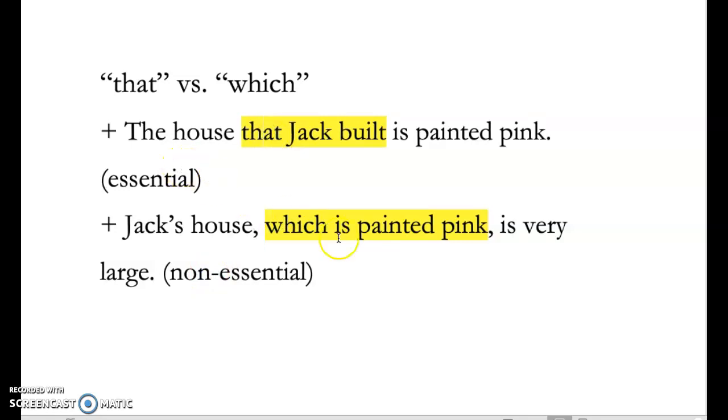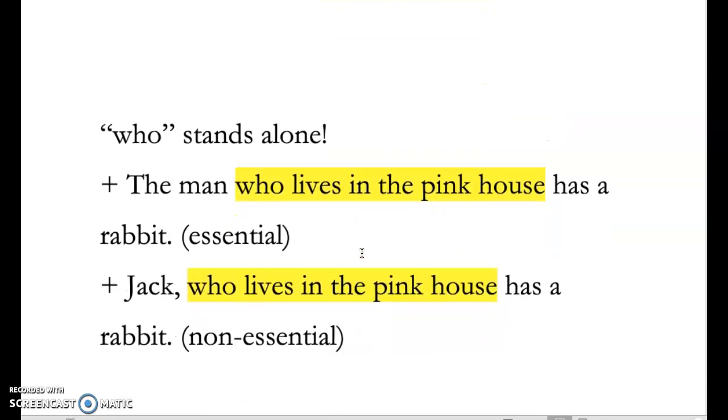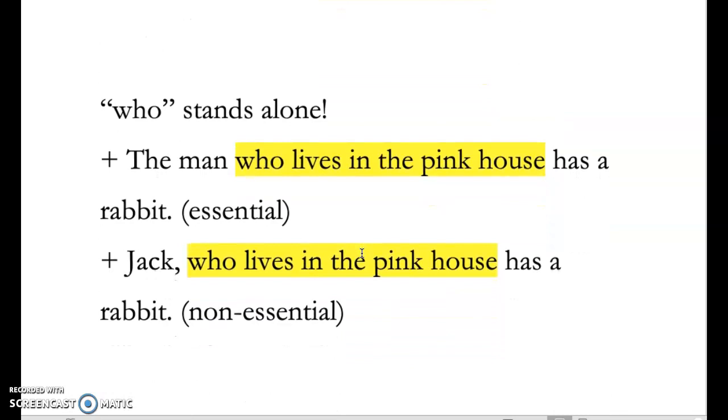That is always essential. Who stands alone? Who can be essential or non-essential, and it depends on context. The man, which man? I need that information, therefore no comma. Who lives in the pink house? Has a rabbit. This information is essential. Or Jack, okay, I know enough, but I feel like adding extra information, comma, who lives in the pink house, look at that, I made the mistake again, has a rabbit, non-essential.